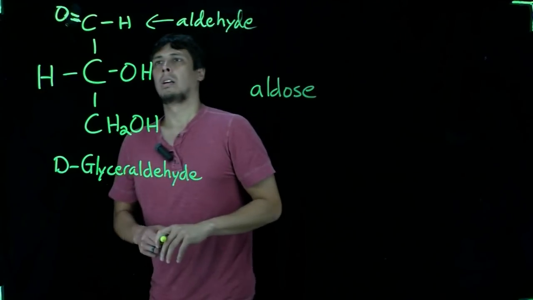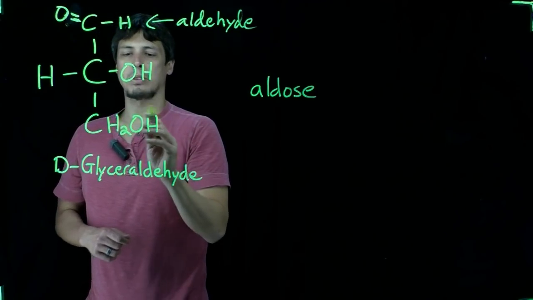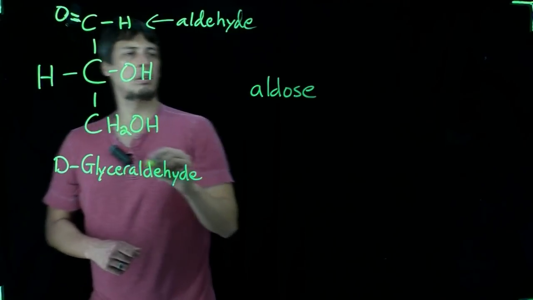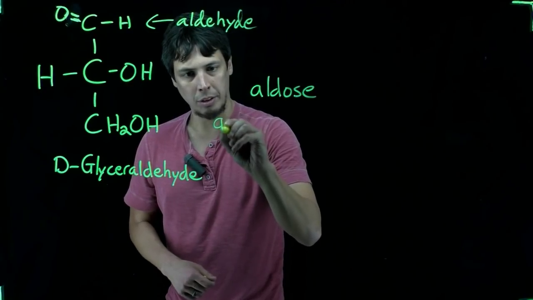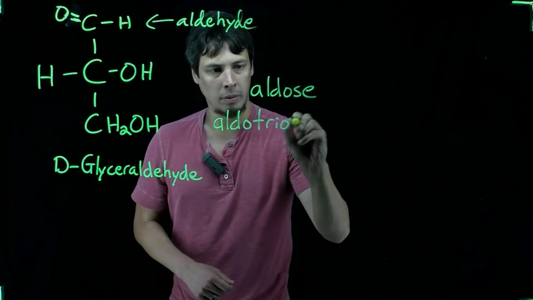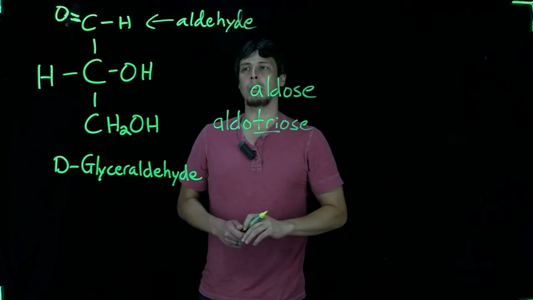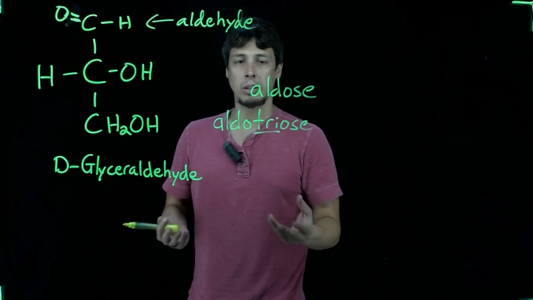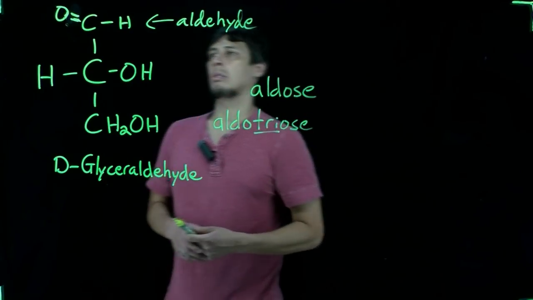We further classify this by the number of carbons there are. So for D-glyceraldehyde, there are 3 carbons, 1, 2, 3. And so we call this, more specifically, an aldotriose, where tri indicates the number of carbons within the sugar. If there are 4, it'll be an aldotetrose, and if there are 6, we have an aldohexose, and so on and so forth.